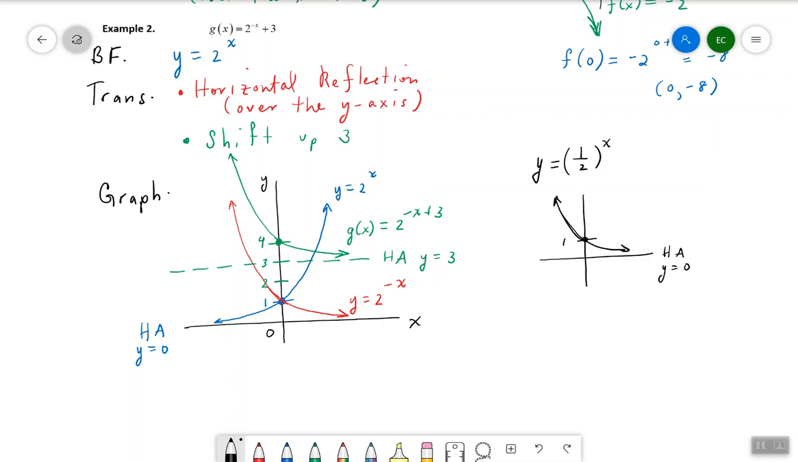Well, in fact, they're the same graph, and the reason is a property of exponents. The property of exponents says that 2 to the negative x is the same as taking the reciprocal of the base and changing the sign on the exponent. So 2 to the negative x is exactly the same as 1/2 to the x.